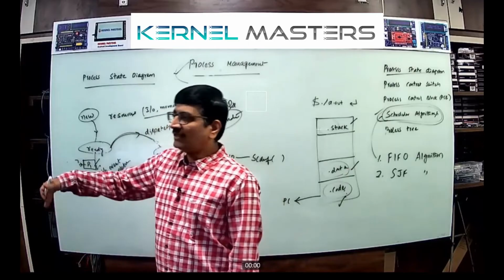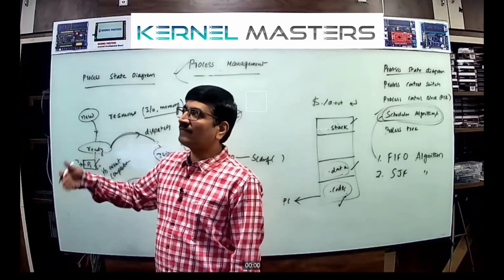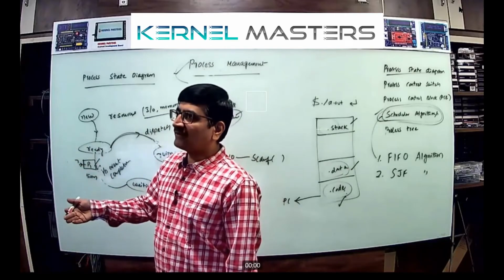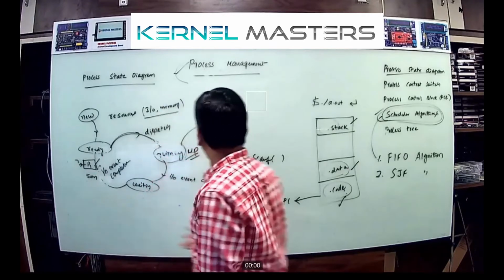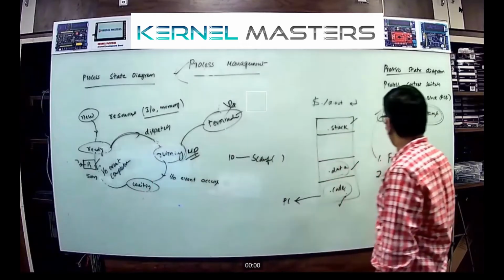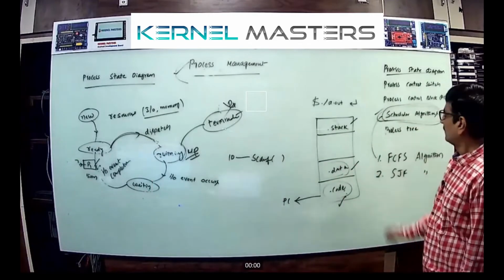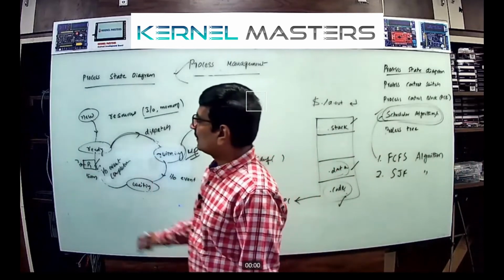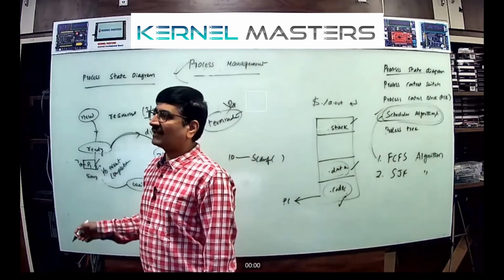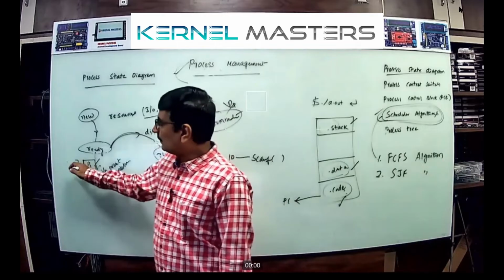The first algorithm was what, FCFS? First come first service, FIFO, called the FCFS algorithm. Yes, sir. So in the first come first service algorithm, P1 is assigned.